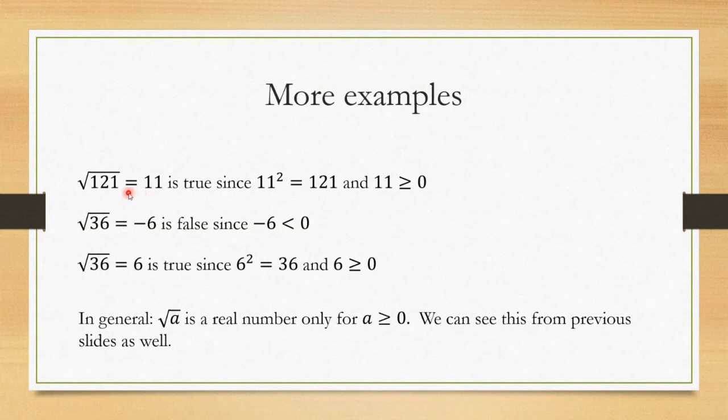So over here, here's some more examples. If you take the square root of 121, what we get is 11. Now, why is that true? Well, on the one hand, 11 squared is 121, and not only that, 11 is non-negative. So the square root of 121 is 11 since 11 squared is 121, and 11 is non-negative.